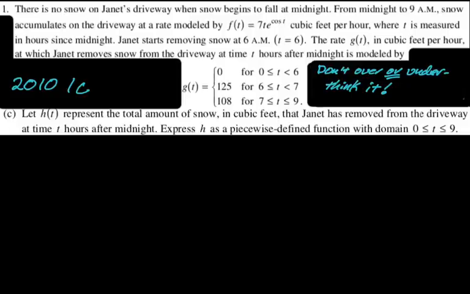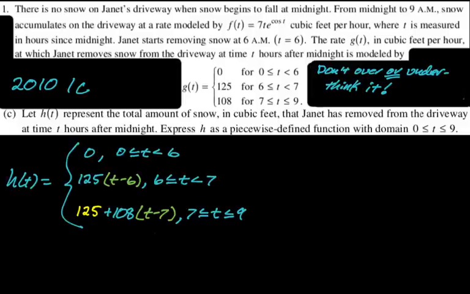All right, here is the answer. Now, the things that people screw up are the things that I have put in parentheses. So between 0 and 6, she removes nothing, so the function is just 0 between 0 and 6. Now, between 6 and 7, the rate of change is 125, but it needs to only apply between 6 and 7, so we have to offset and do t minus 6. So people forgot that a lot.